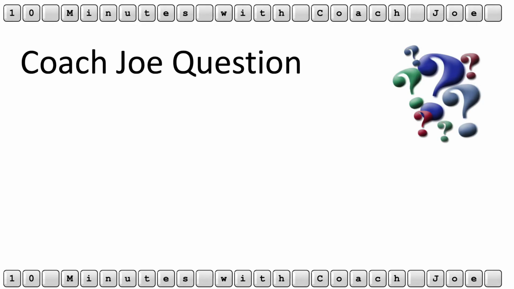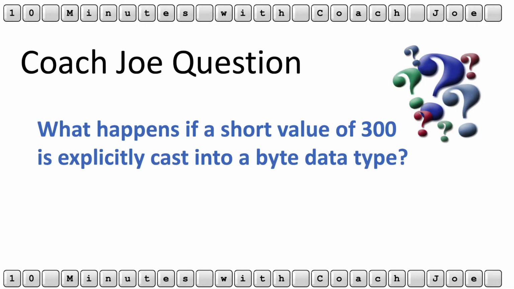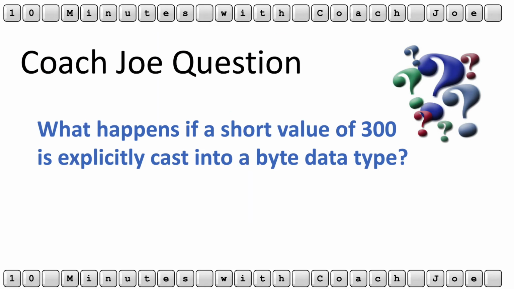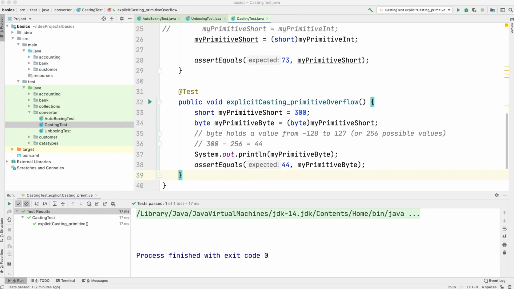Time for a Coach Joe challenge question. As you should all know, the primitive byte can only hold a value from 0 to 255. What happens if a short value of 300 is explicitly cast into a byte data type? Let's write a test to see if this is an error or if data will be lost. Here is a test where a primitive short has a value of 300. We cast the value into a byte data type and store the value in the myPrimitiveByte variable. Notice there is no compiler error.